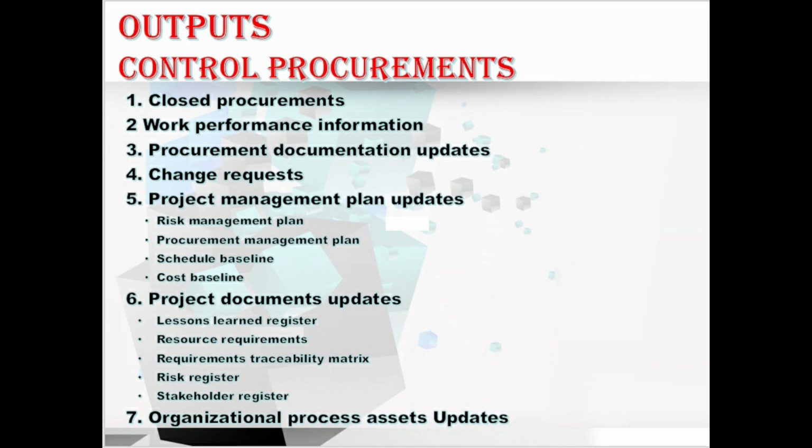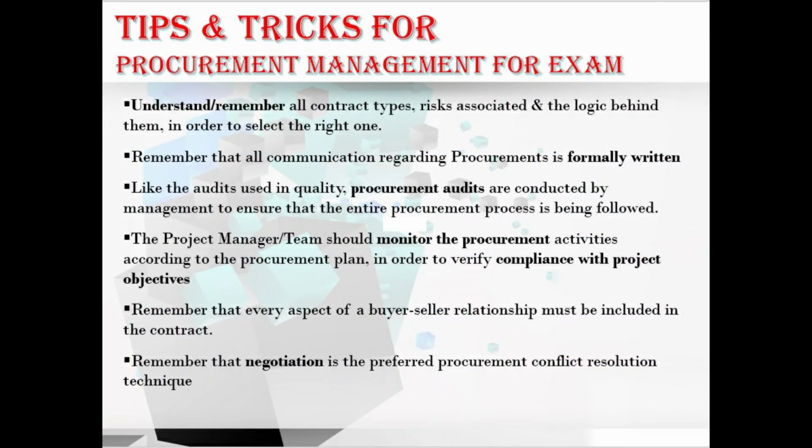So we have completed here all the ITTOs, that is the inputs, tools and techniques, and outputs of the control procurements. And last, before closing this session, we have to remember a few key points from the project procurement management knowledge area. Let me revise all the things which I have discussed in the last previous 4 sessions. First, we need to understand and remember all the contract types, risk associated, and the logic behind them in order to select the right one.